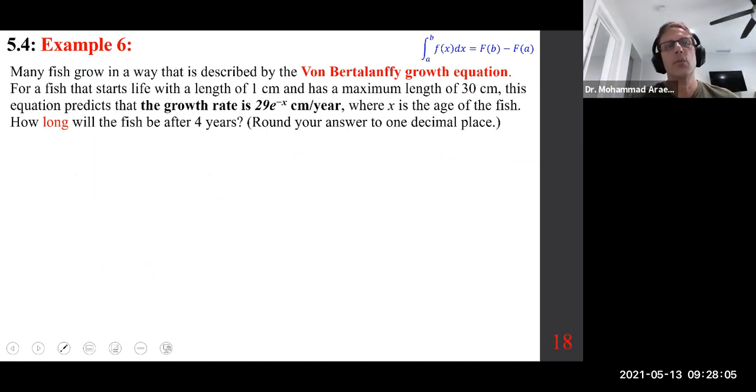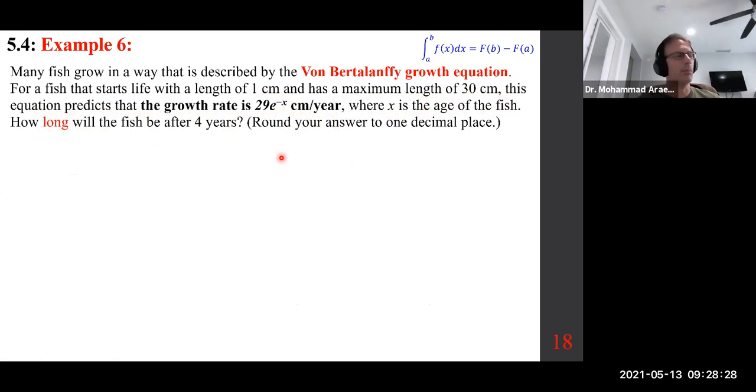So here's an example. A fish grows in a way that is described by the von Bertalanffy growth equation, for a fish that starts with a length of 1 centimeter and has a maximum length of 30. This equation predicts the growth rate is 29 e to the power minus x centimeters per year, where x is the age of the fish. How long will it be after 4 years?